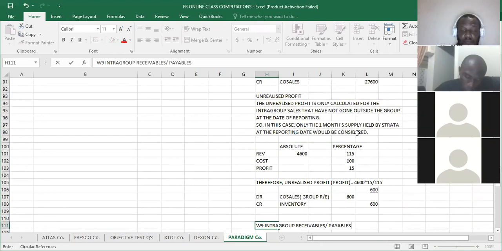This absolute and the percentage. This revenue is gotten, but is this 115 as a result of this? Yes, you added the cost and the profit to get the 115. That's how we look at it in percentage because it's a markup. But where is the 100 coming from? If you say markup, then your percentage on a markup, your cost is 100%. If it was a margin on the other hand, then your revenue would have been 100%.